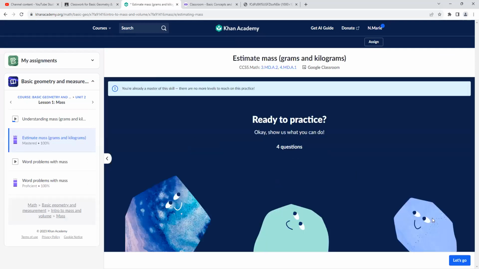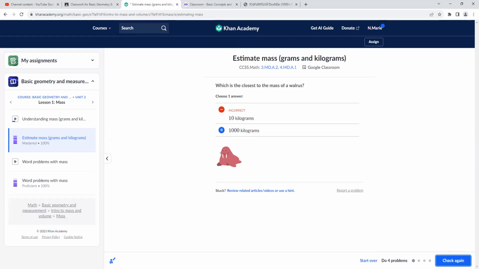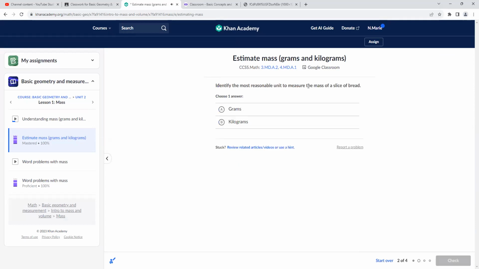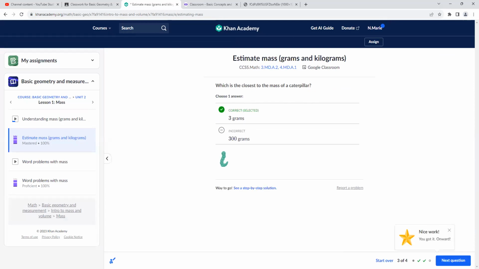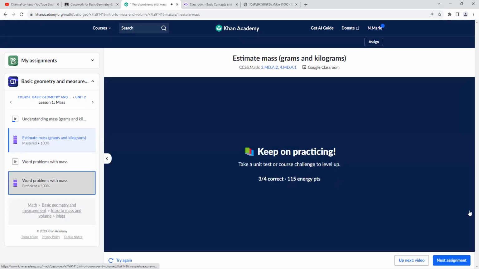So grams is going to be less than kilograms. So how much would a seal weigh? Pretty heavy. So probably about 1,000 kilograms. Or sorry, 10. Oh, maybe 1,000. Pretty heavy. Okay. How would you measure a slice of bread? Of course, grams. Kilograms would be too much. Same thing with the caterpillar. It's probably going to be 3. And the ladybug would be 1. Very simple.